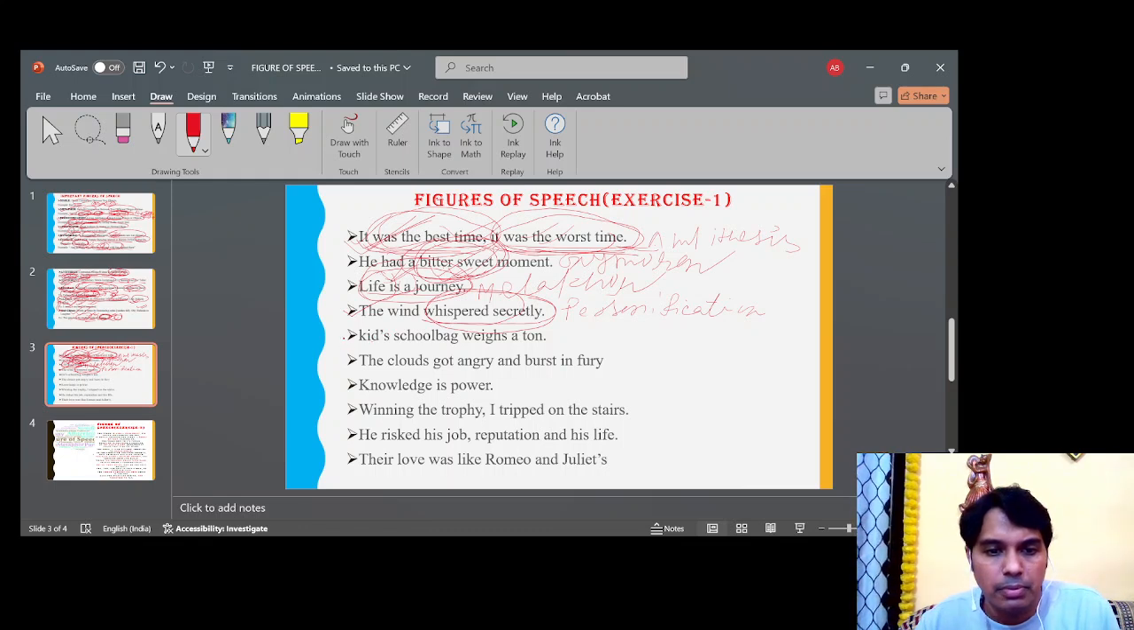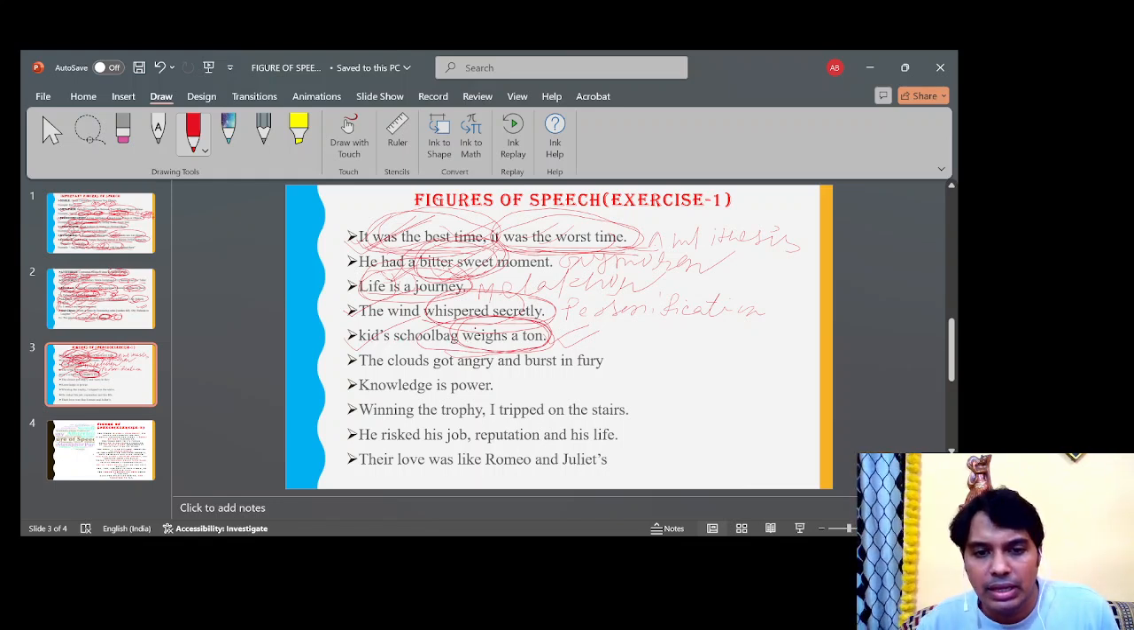আচ্ছা, next example, kid's school bag weighs a ton. Now see, weighs a ton, mark this phrase, weighs a ton. It is hyperbolic expression. So কারণ বাচ্চার স্কুল ব্যাগ প্রচণ্ড ভারী, এই সেন্সটা বোঝানোর জন্য এই ফ্রেজটা ইউজ হয়েছে, weighs a ton. So that is hyperbole.